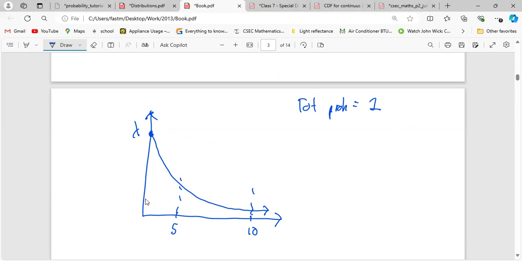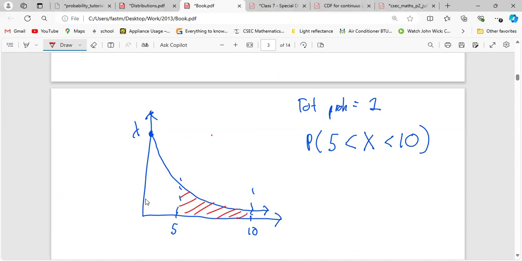If it is between 5 and 10, that means if I write it as a probability, it has to be less than 10 and more than 5. That is basically what it asks me: the probability x is less than 10 and more than 5. That is basically the layer, which is your red piece.